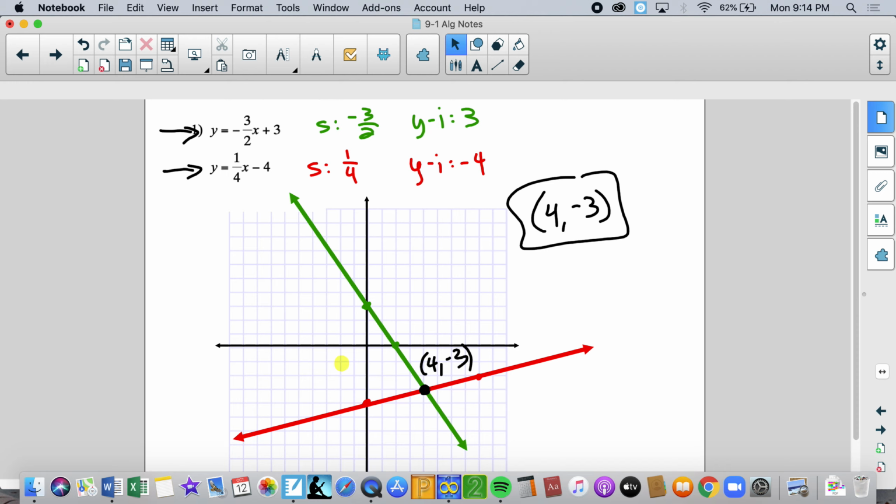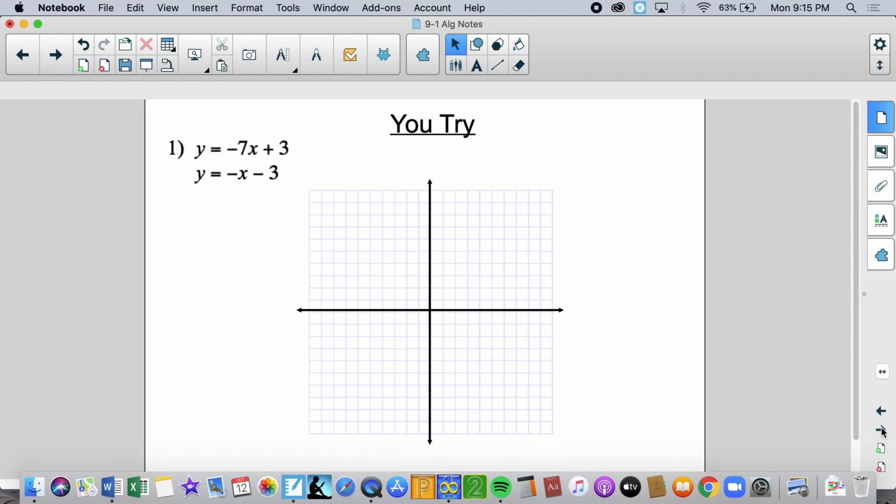It's false for the green and false for the red because it doesn't lie on either of the lines. And then if we go here, we get a true, true. It's true for green and it's true for red. So we're always looking for the true, true: true for red and true for green. Okay? So that's what the solution to a system of equations is.